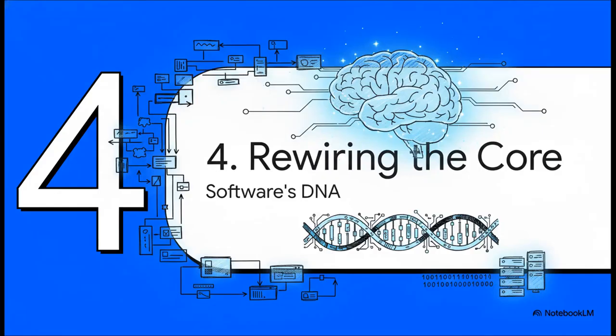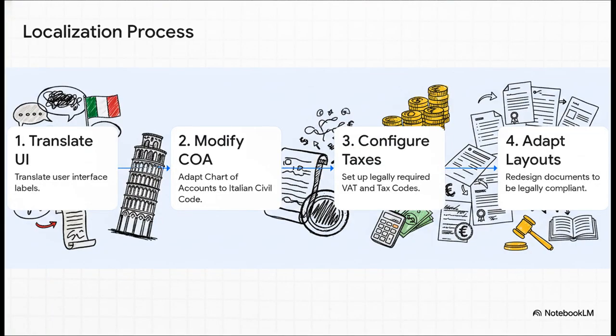So we've covered language and we've covered law. Now we're going to the deepest layer of all, the code itself. This is where localization stops being a coat of paint on the surface and starts changing the software's actual DNA. This is what that process really looks like. Yeah, it starts with translating the labels you see on the screen. But then the real heavy lifting begins. You have to completely rebuild the chart of accounts, configure all those complex new tax codes, and then redesign every single report to make sure it's legally compliant.